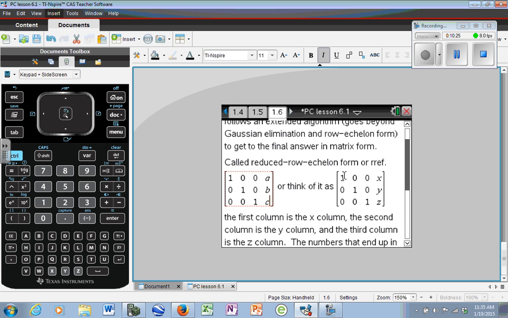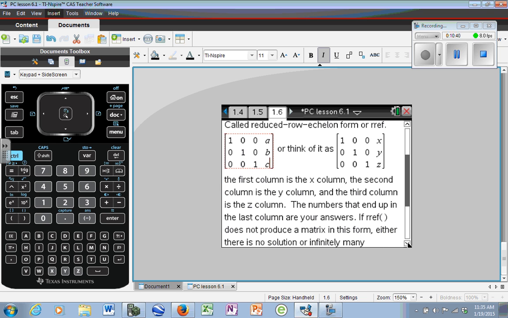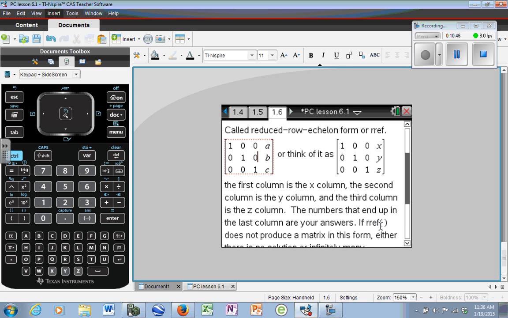Or you can think of it like this. That 1 means that the x column is on. So the 1 means x. y and z are not on, and whatever is up in the third column, there's your answer for x, there's your answer for y, and there's your answer for z. First column is the x column, second column is the y column, and the third column here is the z column. The number that ends up in the last column is your answers for x, y, and z.